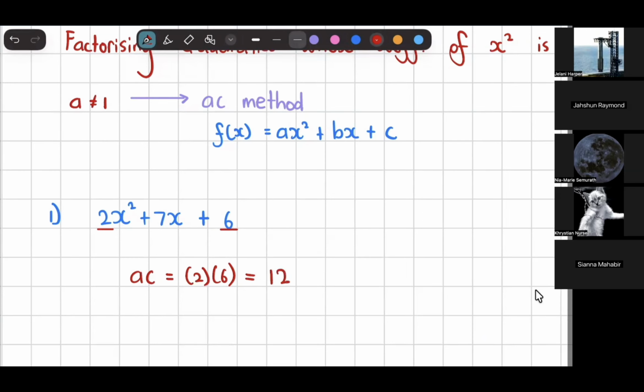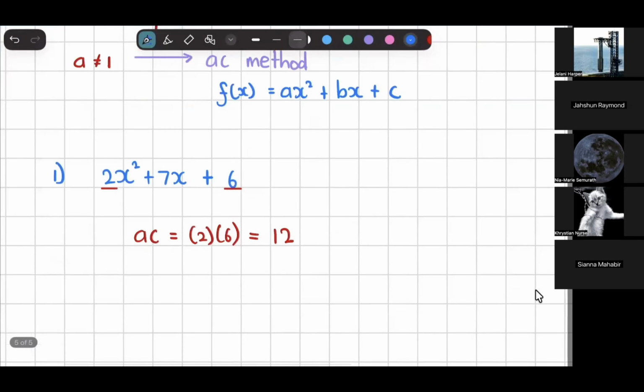The next thing we're going to do, we're going to ask ourselves, are there any two numbers I could use that would multiply to give me 12, but add to give 7? That's what we want to figure out now. So what are two numbers that would multiply to give me 12 and add to give me the middle number, which is 7? So guys, think of two numbers that would work for this.